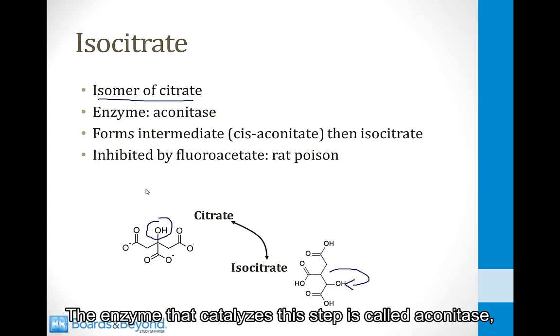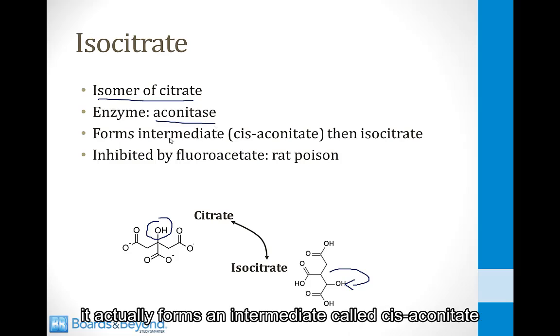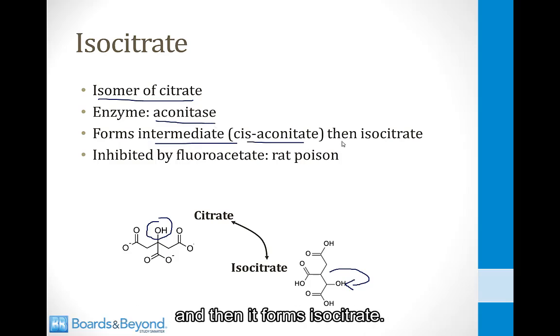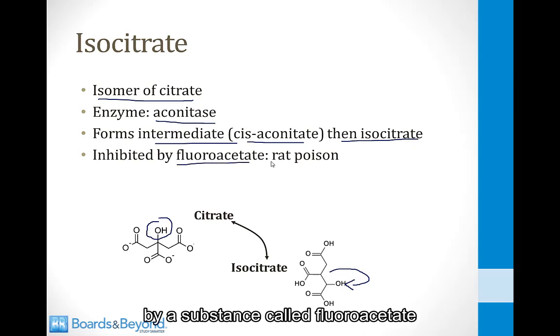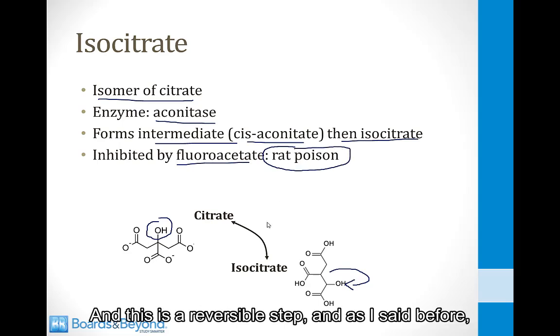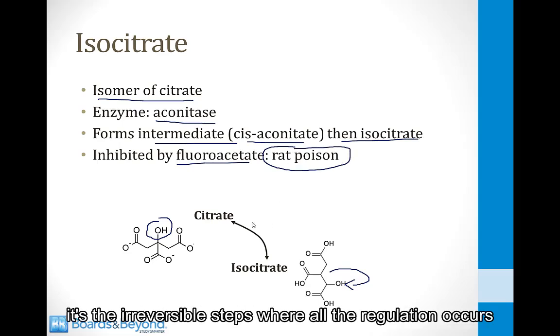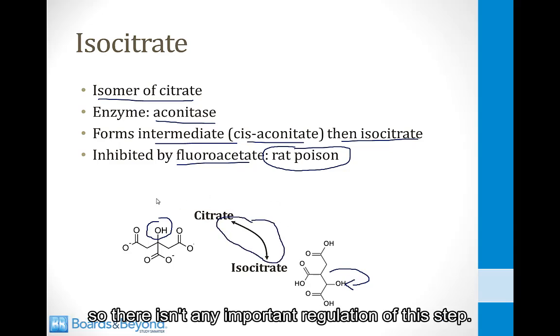The enzyme that catalyzes this step is called aconitase. It actually forms an intermediate called cis-aconitase, and then it forms isocitrate. This enzyme can be inhibited by a substance called fluoroacetate, which is used in rat poison. And this is a reversible step, and as I said before, it's the irreversible steps where all the regulation occurs, so there isn't any important regulation of this step.